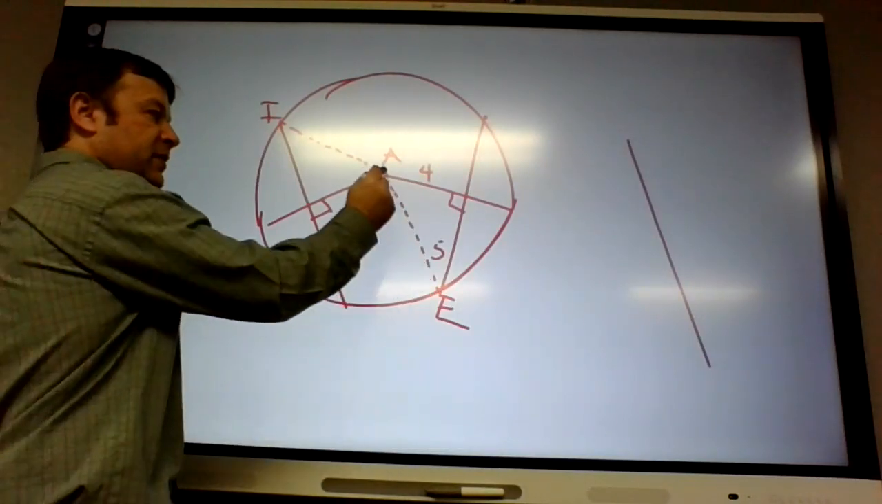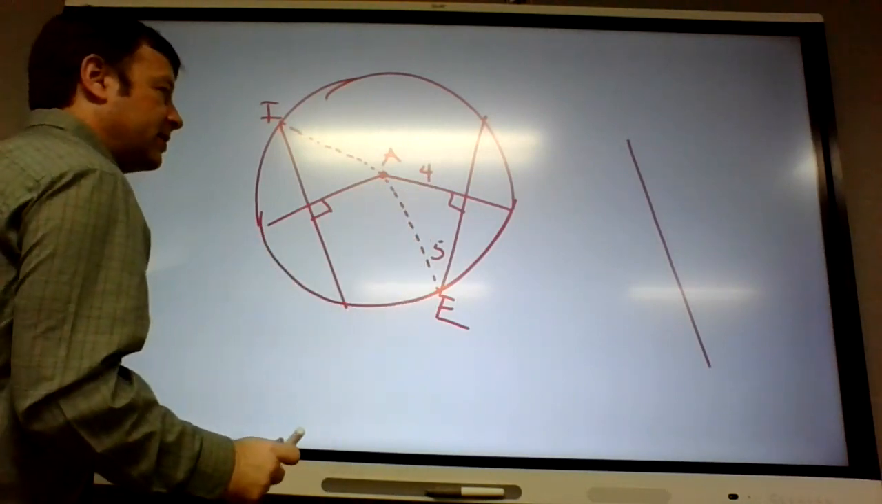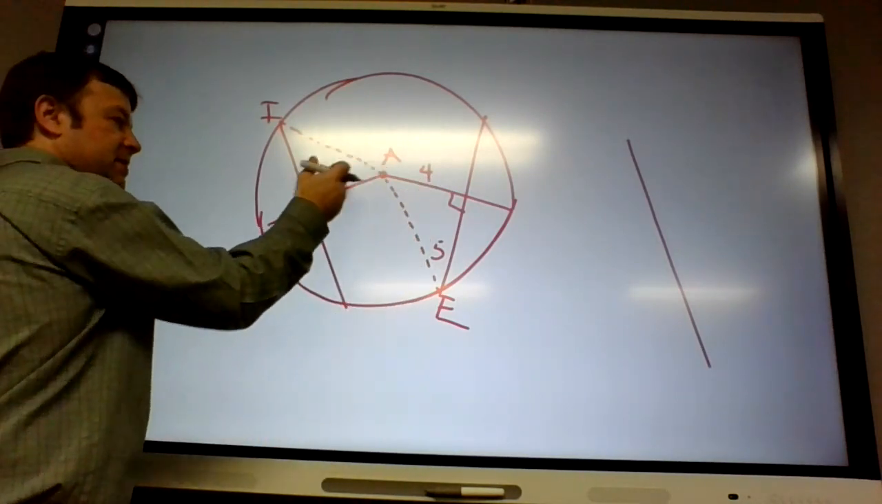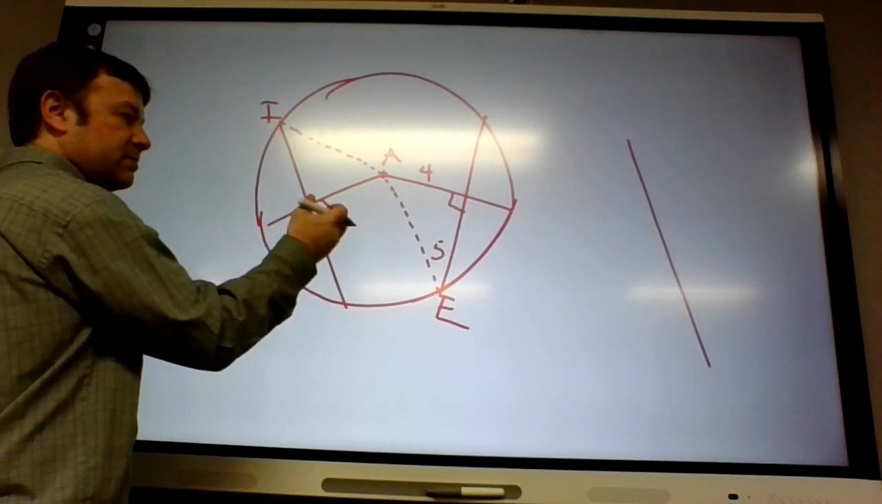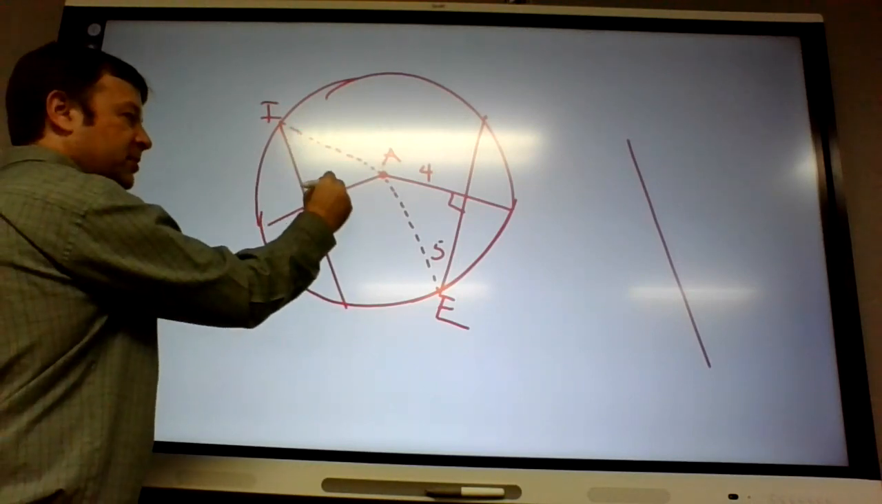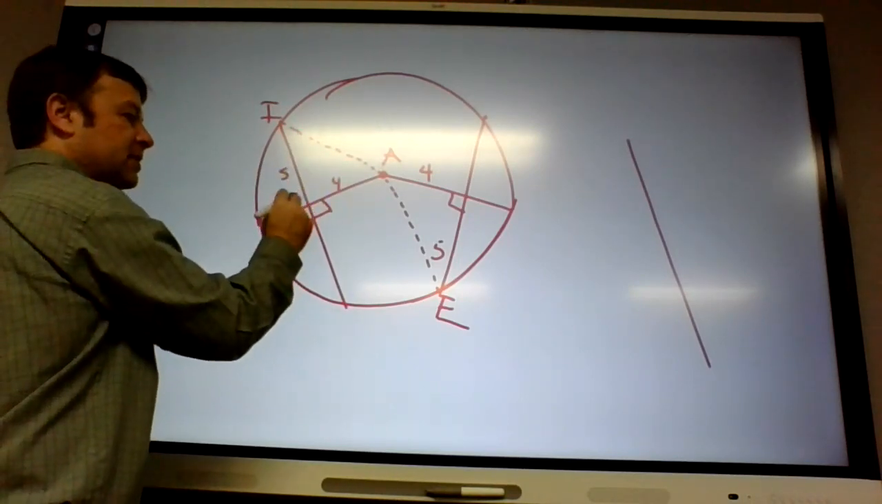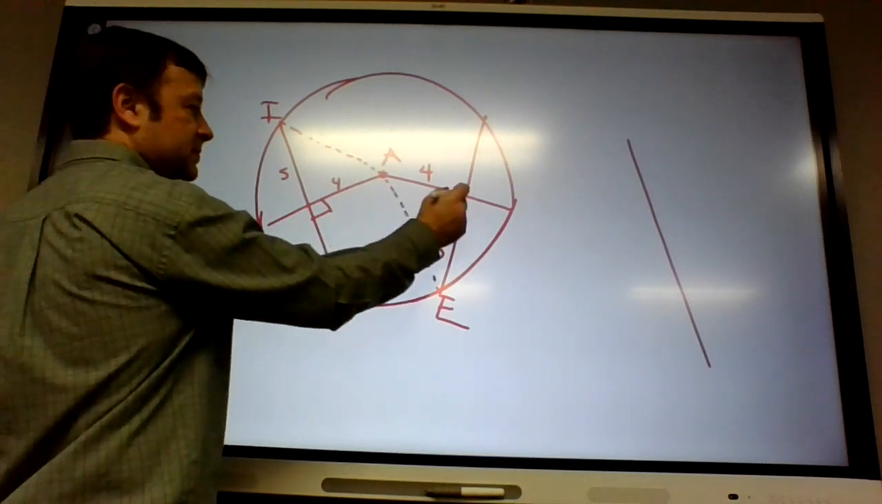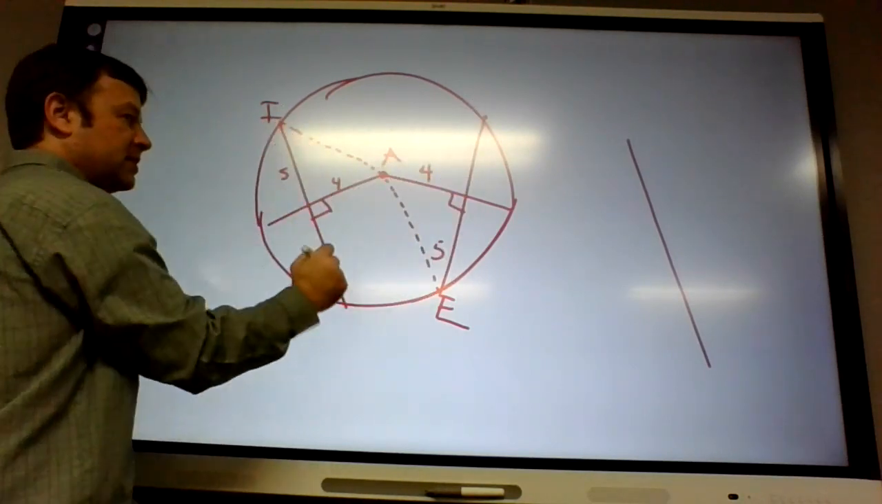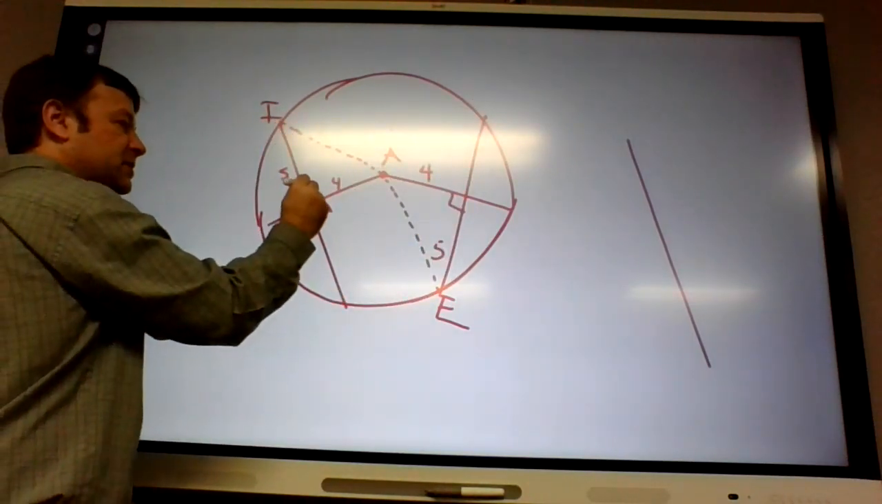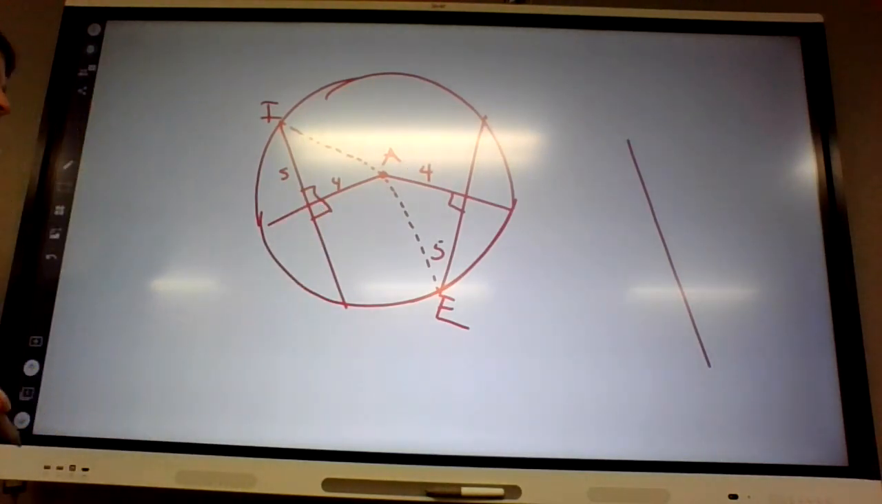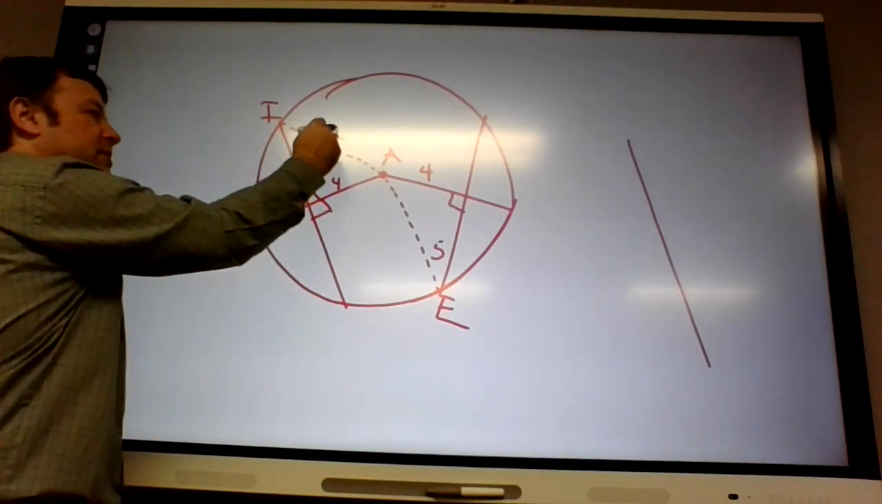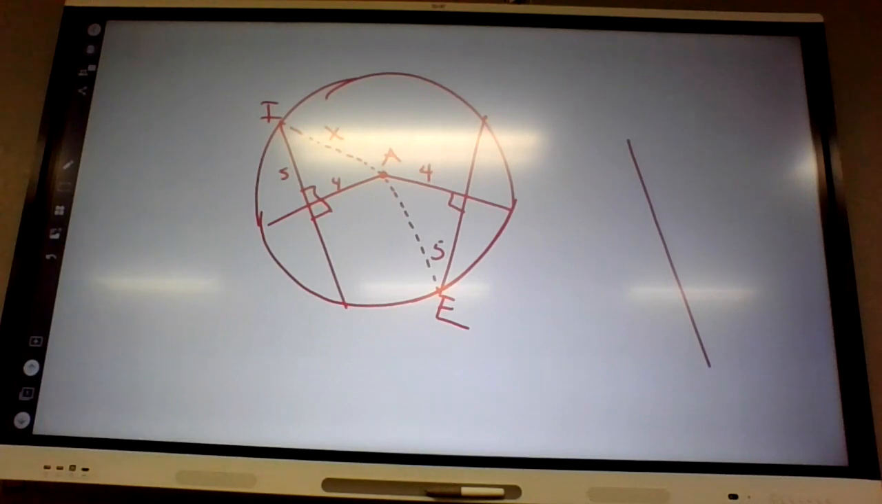AE, right? Because I have this as 4 and 5. Now, since these chords are the same distance, same length, I could have just put a 4 and a 5 here. That's 4, that's 10, that's 10, this is 5. Anyways, how could I find X? How could I find the radius?